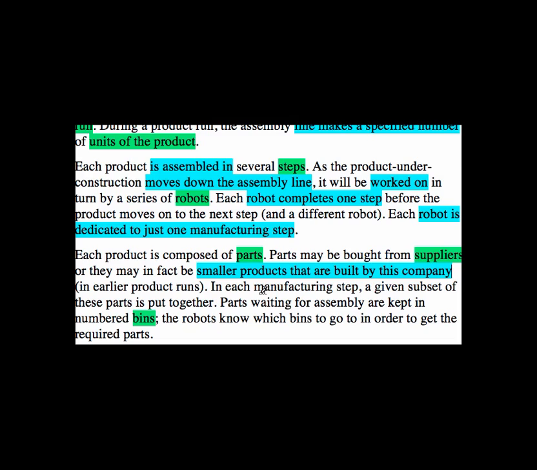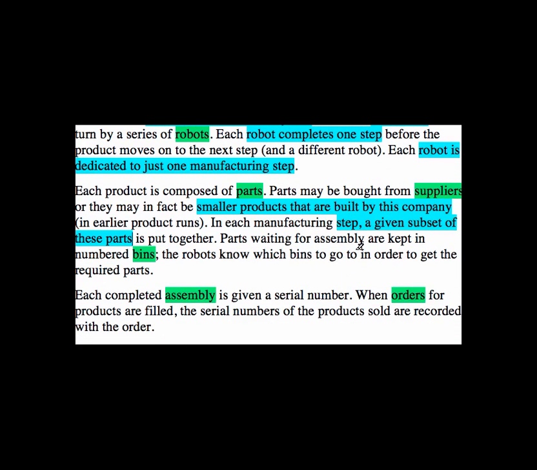In each manufacturing step, a given subset of these parts is put together. So there's a relationship between the step and the parts that are put together that we're going to have to care about. Parts waiting for assembly are kept in numbered bins, so that notion of being kept in is important, I think. The robot knows which bins to go to. So the bins to go to seems to be an association. And each completed assembly is given a serial number. Well, that clearly is an attribute. So let's highlight that.